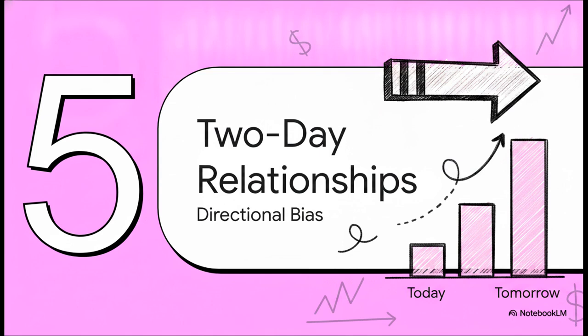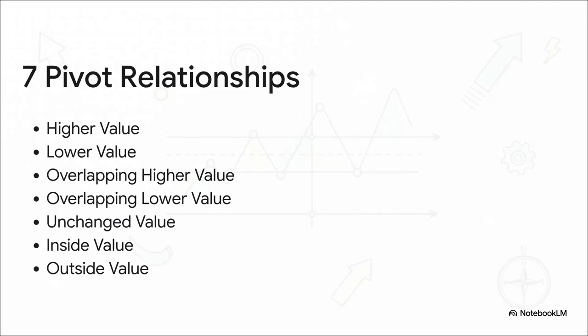Section 5. Two-day pivot relationships. Armed with tomorrow's predicted levels, the source material outlines 7 specific two-day relationships. Think of this list as a cheat sheet for market sentiment. We have higher value, lower value, overlapping higher value, overlapping lower value, unchanged value, inside value, and outside value. Each single one tells a very specific story about where the market might try to go.